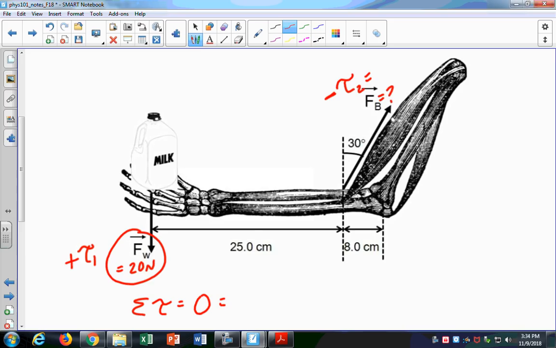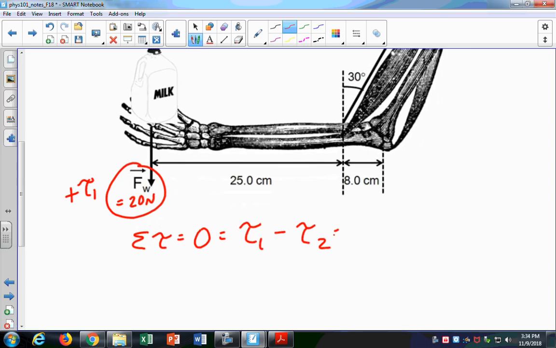My axis of rotation is here. This force pulls it up in this direction, and this force pulls it in that direction. Counterclockwise, clockwise. And so my net torque is going to be torque 1 minus torque 2, and that has to equal 0. Now I can put in my torques. FW times 32 centimeters minus FB times 8 centimeters times the sine of, not 30.